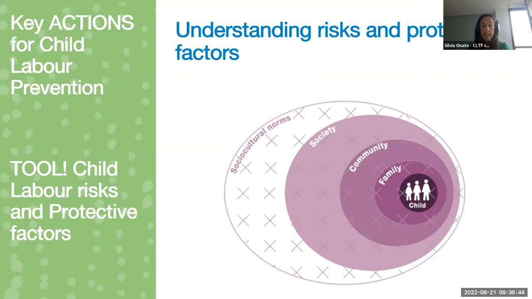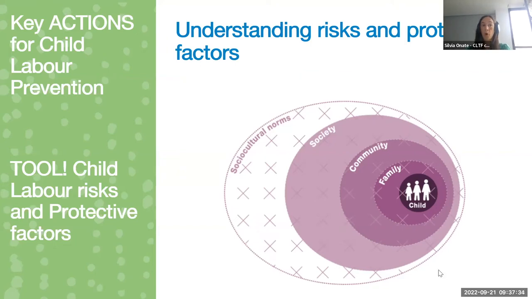As you see on the screen, we have to look at the risk and protective factors at the different socio-ecological levels. Both risk and protective factors can be found at the individual, family, community, and society levels. For example, in child labor, at the individual level a risk factor could be children not having birth registration, while a protective factor can be legal status or documentation available. Another risk factor could be family members performing exploitative work, or a protective factor, family members valuing and investing in education.